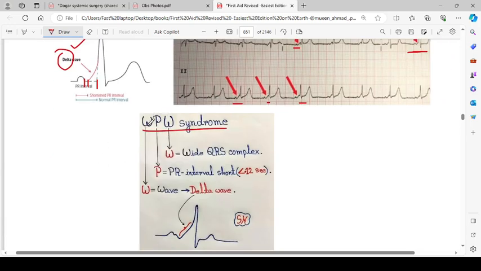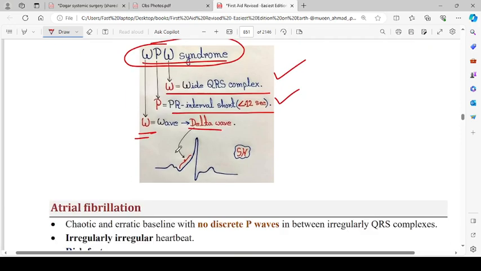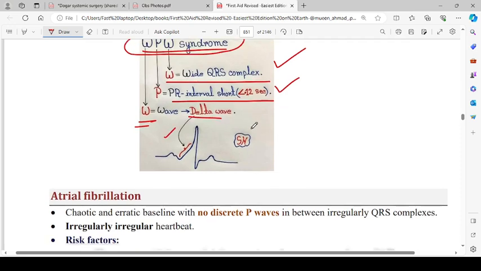Wolff-Parkinson-White syndrome, W means wave. So W means just wave, delta wave. W means that there will be an extra wave, that is delta wave. P is for PR interval shortened, less than 0.12 second, and then the other W means wide QRS complex. So these are three features of Wolff-Parkinson-White syndrome, that is the good mnemonic. This one is delta wave and something.